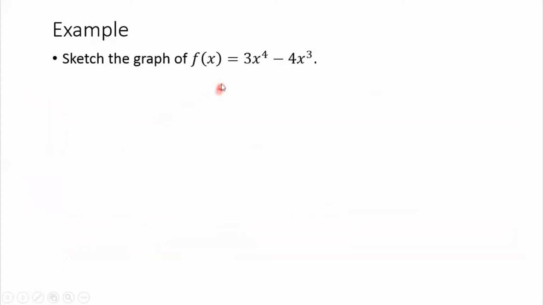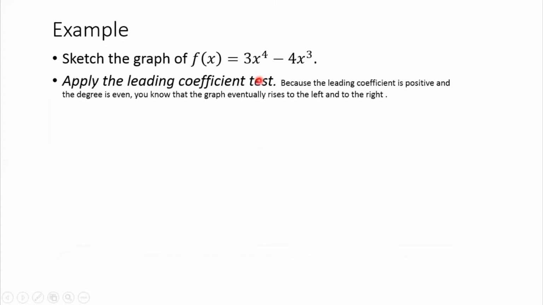Sketch the graph of f of x is equal to 3x raised to 4 minus 4x cubed. Okay, so apply the leading coefficient test. Identify what is the degree. The degree is 4. And the leading coefficient is positive, right, which is 3. So we expect that the end behavior of the graph rises to the left and to the right, or from northwest going to northeast.